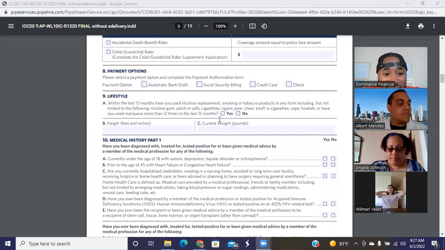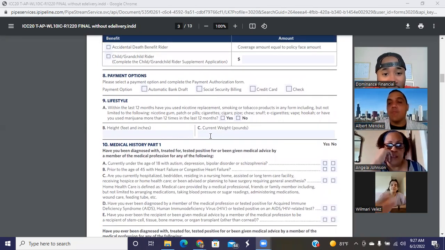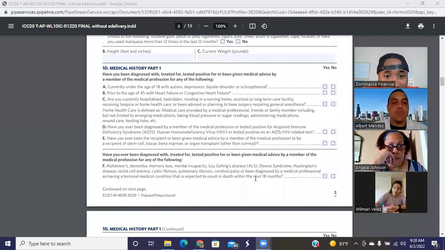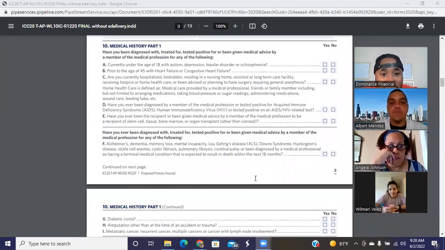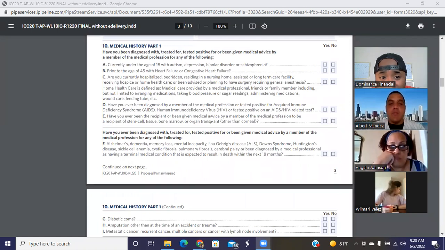They do ask for height and weight. I see that. They do have some lifestyle questions here about cigarettes, hookah, marijuana. Let's go with the medical history. This is kind of the real bread and butter. So currently under the age of 18 with autism. Okay, so I guess you can go under 18. Autism, bipolar, schizophrenia. Prior to the age of 45 with heart failure or congestive heart failure. Currently hospitalized, bedridden, nursing home facility, requiring anesthesia. We know about that one.